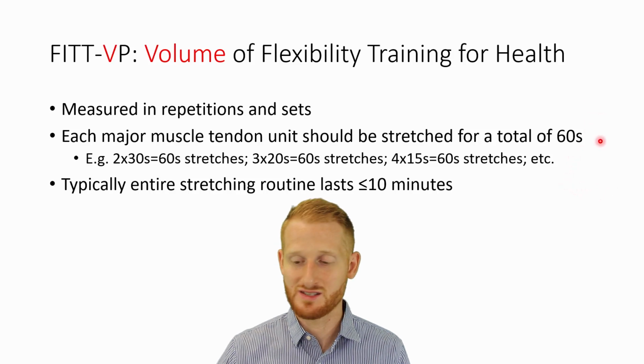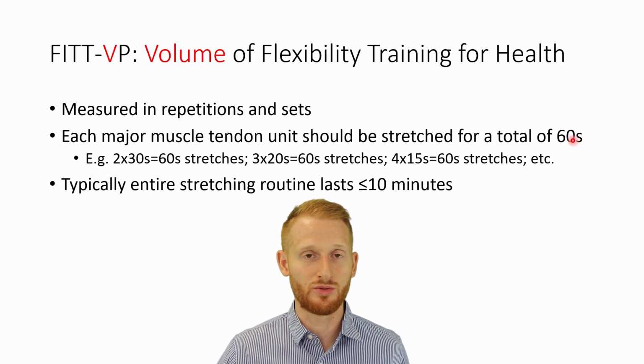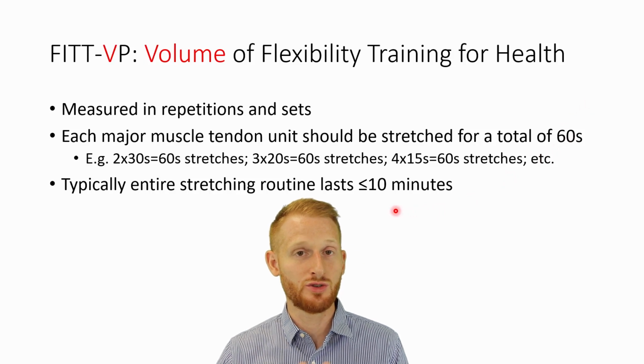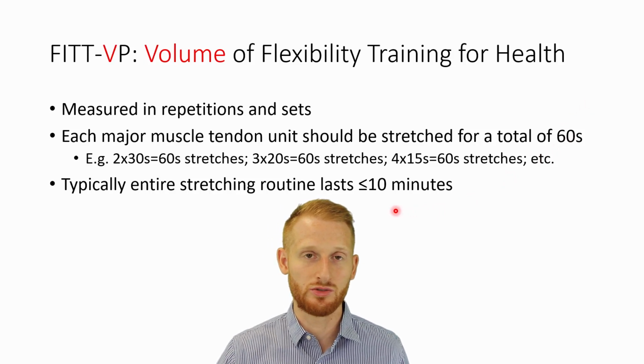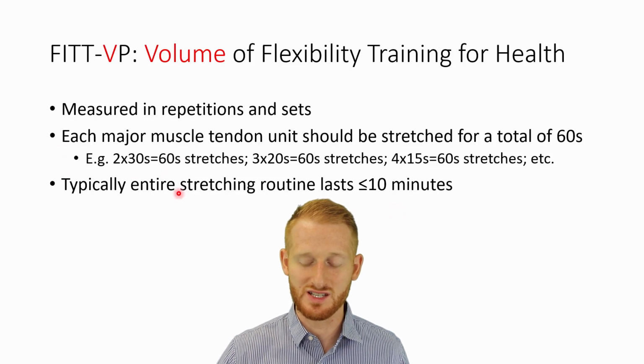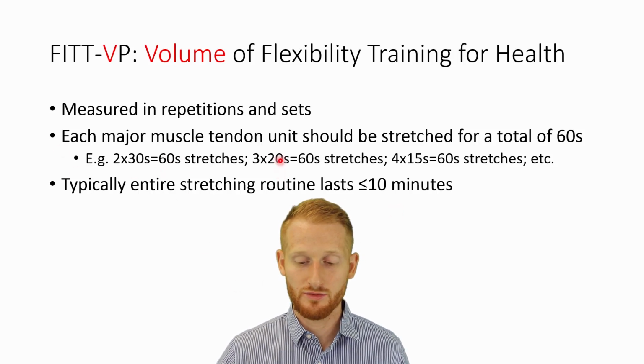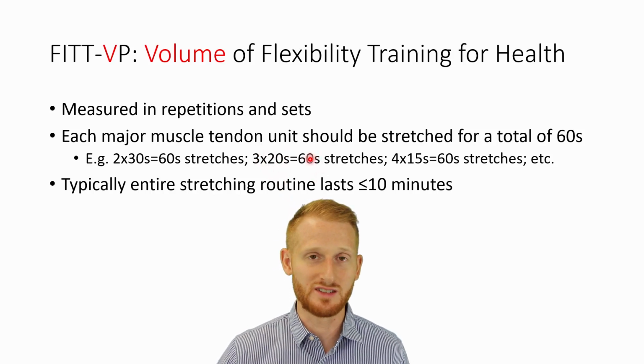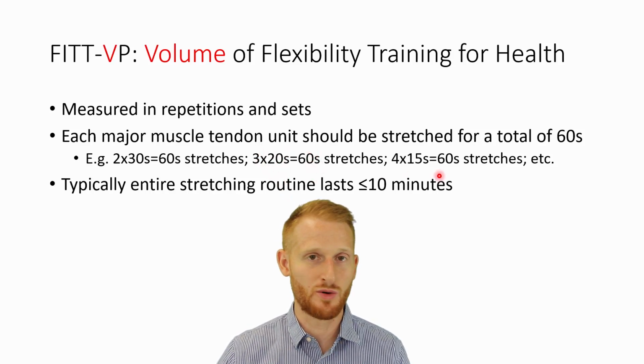Again, the volume is 60 seconds per muscle group that's being stretched. So that means if you're doing two stretches for that muscle group, you need to do two 30-second stretches in order to get to the full 60 seconds. If you're doing 3 repetitions, you need to do 20 seconds per repetition in order to get to the 60 seconds, and you can see that so on and so on.